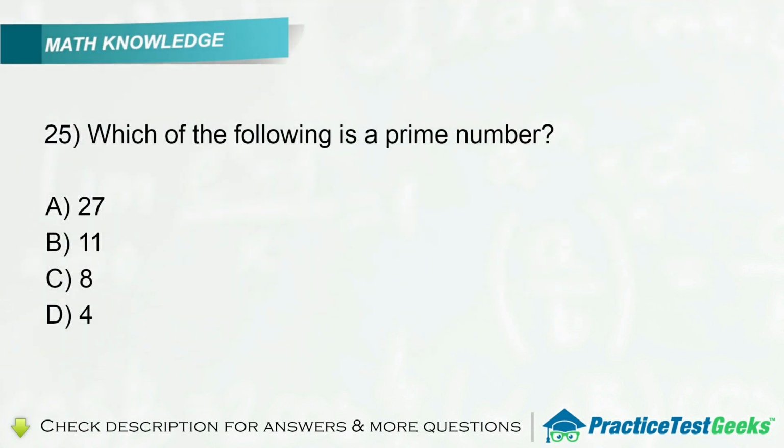Question 25. Which of the following is a prime number? A. 27. B. 11. C. 8. D. 4.